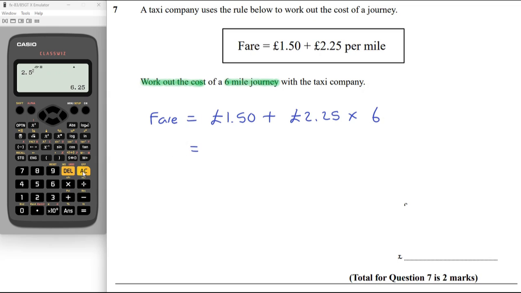So let's type this into our calculator. It's going to be 1.5 plus 2.25 times 6. Now notice we don't need to include brackets here. Because of our order of operations, the calculator knows to do the multiplication before the addition. So you could put brackets around the 2.25 times 6 if you wanted to, but it's not going to make any difference. So the calculator is intelligent like that. So if we just press equals, we get 15. So our fare is £15. That's our answer. We don't need to include the pound sign because that's already there. So it's just £15.